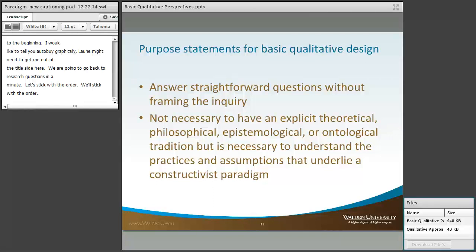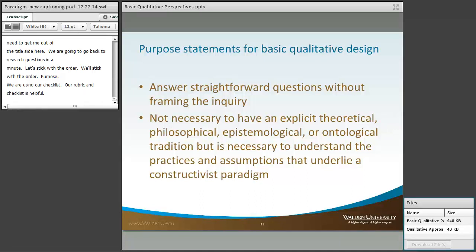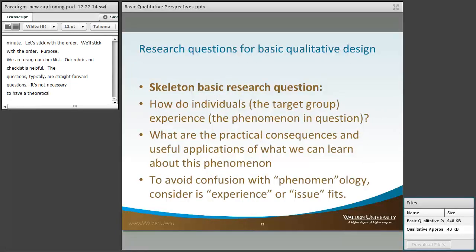Yeah, so, okay, so the purpose. We're all using our checklists. Our rubrics and our checklists are so helpful, so our students want to know about purpose. The questions typically are very straightforward, and it's not necessary to have an explicit theoretical tradition that underlies it, although it's typically constructivist. And so here's a skeleton basic research question. How do individuals experience something? What are the practical consequences and useful applications of what we can learn about such and such a phenomenon?